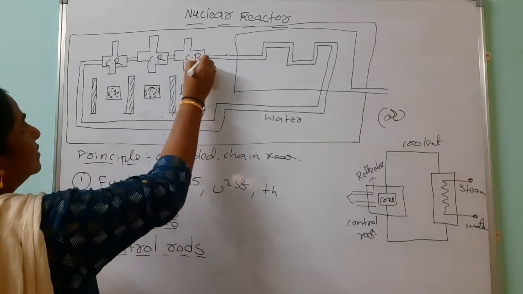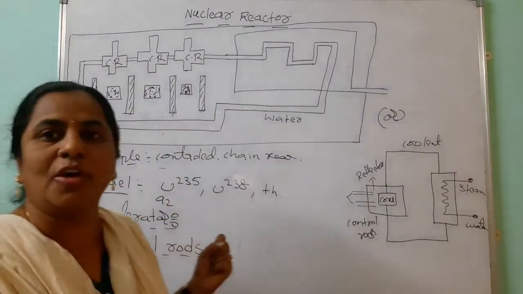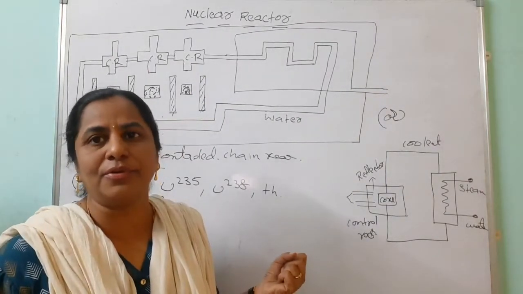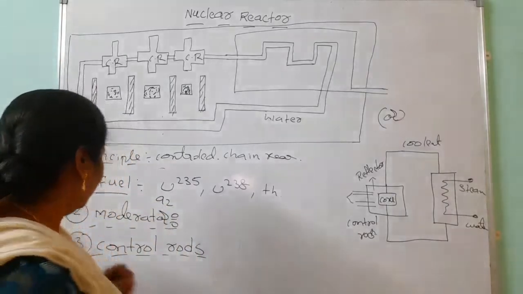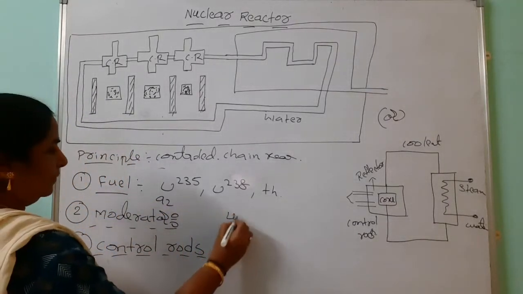What is the role of this one? These are the control rods. They absorb the neutrons, so we can control and stop the fission process.